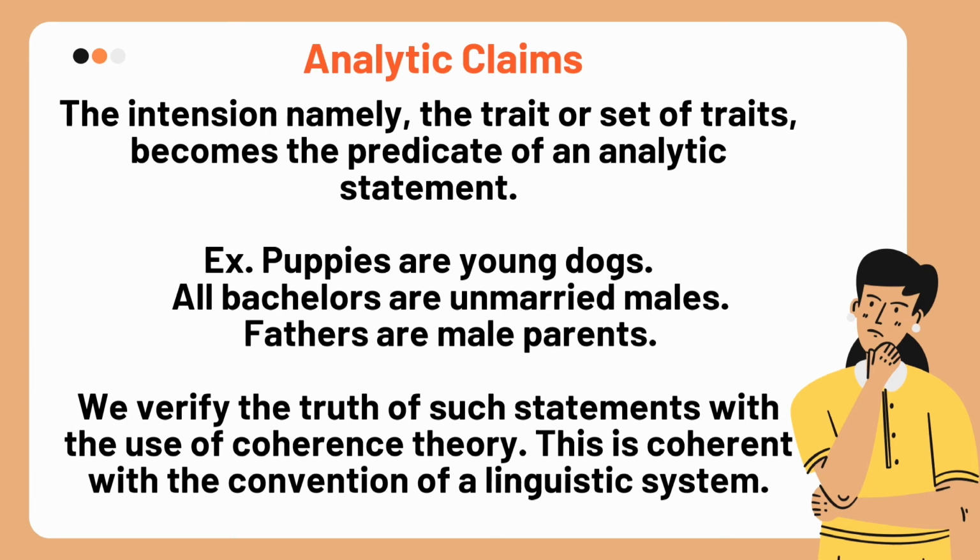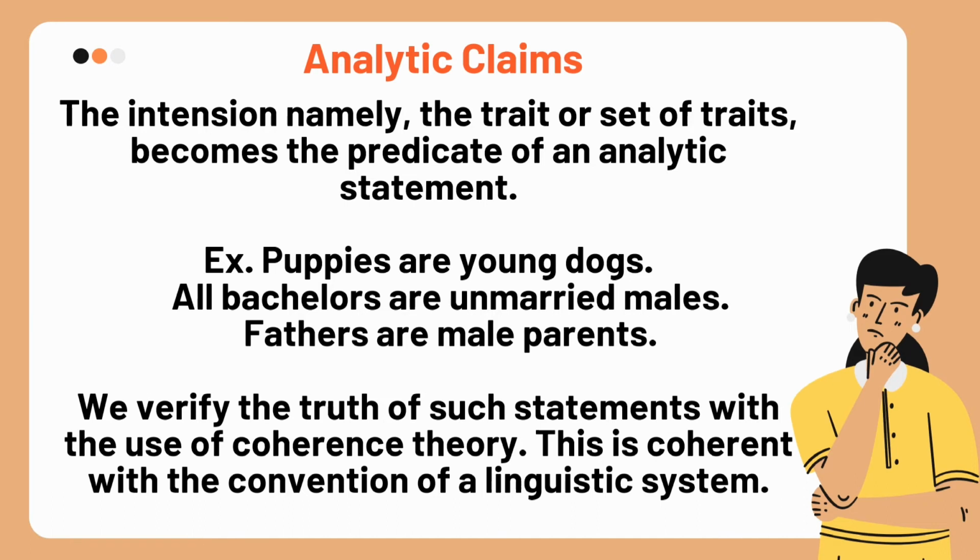In contrast, in analytic claims, we verify the truth of such statements with the use of coherence theory. This is coherent with the convention of a linguistic system. The intention, namely the trait or set of traits, become the predicate of an analytic statement. For example, puppies are young dogs, all bachelors are unmarried males, fathers are male parents. In the examples that I've said, the claim that puppies are young dogs appears to be making an empirical description about an animal. But on closer analysis, the statement is a claim about the use or the meaning of the term puppies. The statement is making a claim that the term puppies is used in many language games to refer to any young dog. This type of knowledge claim is called formal or analytic, and the statement used to make that claim is called analytic statement.